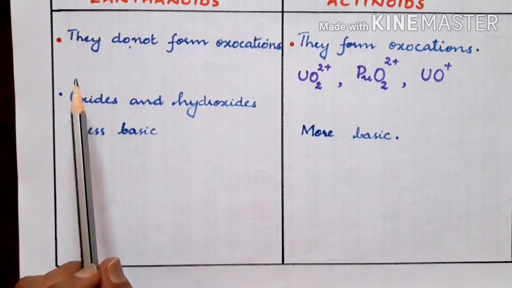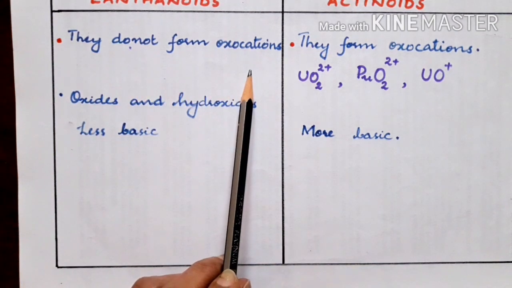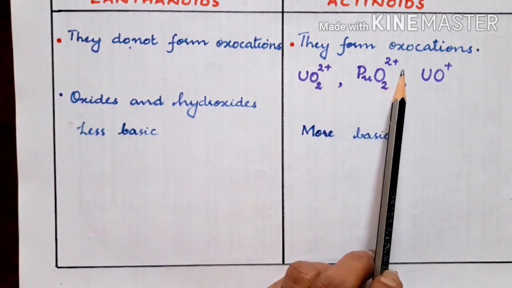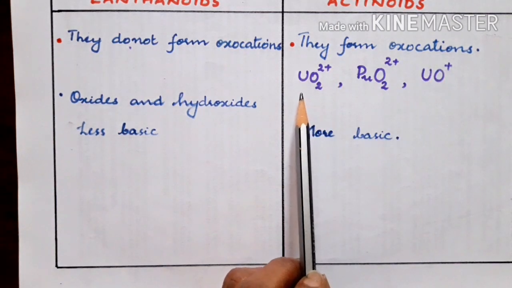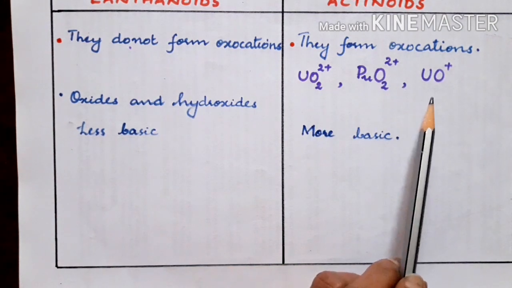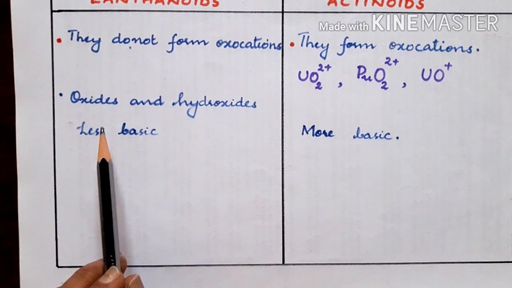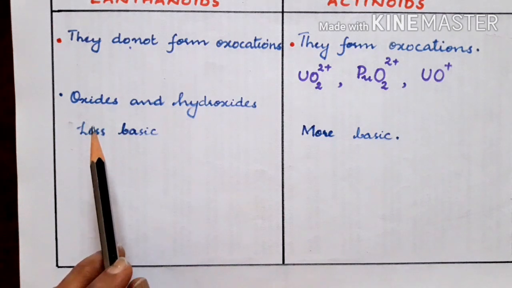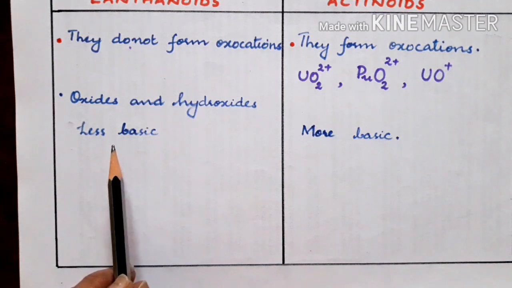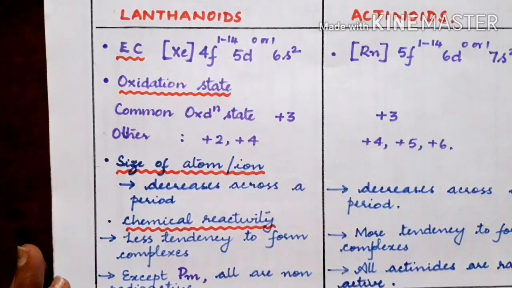The next property is that lanthanoids do not form oxocations, whereas actinoids form oxocations. Some of the examples are UO2 2+, PuO2 2+, and UO2+. When we compare the basic nature of the oxides and hydroxides, you find that oxides and hydroxides of lanthanides are less basic compared to that of actinoids. So with this, we have briefed all the differences between lanthanoids and actinoids.